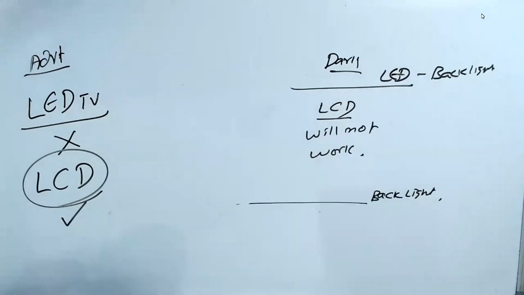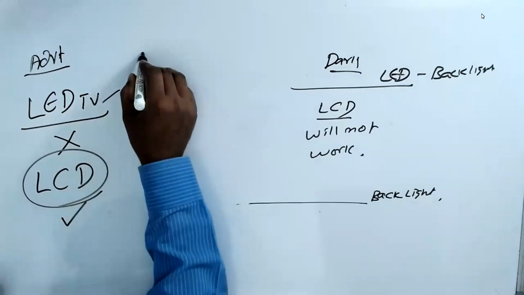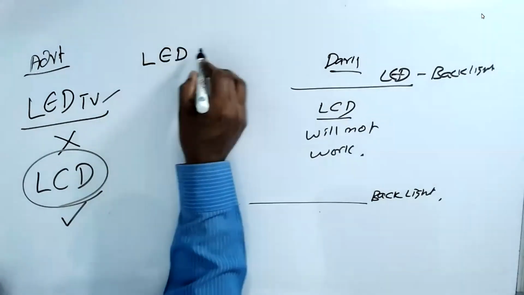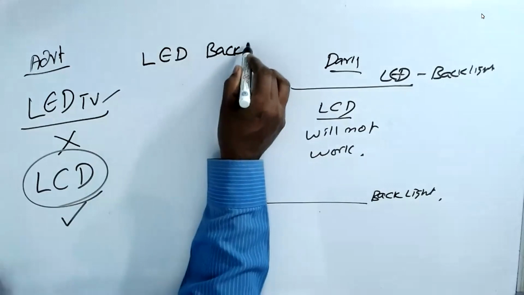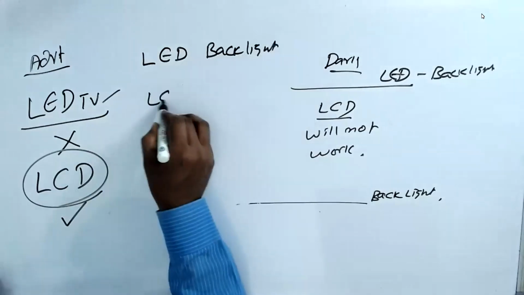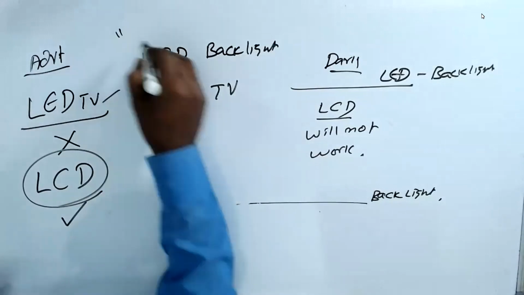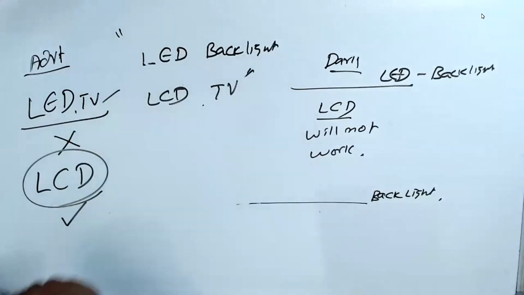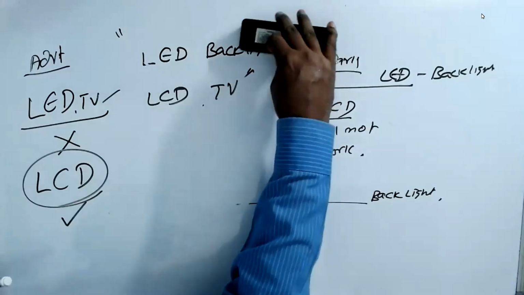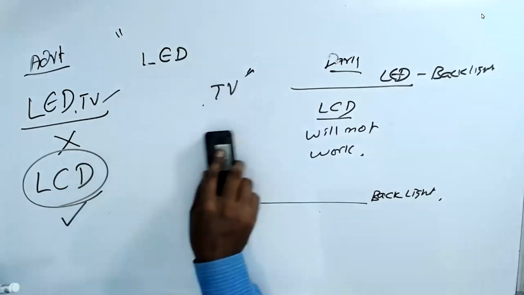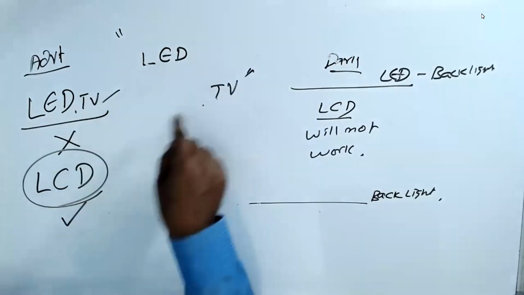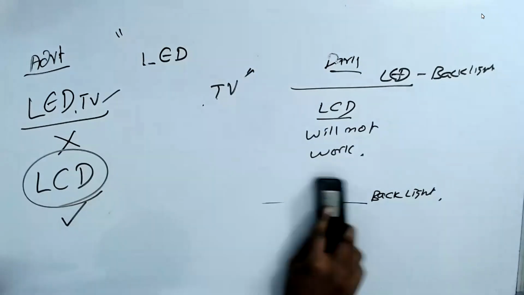Now the trick is, actually the LED TV is called an LED backlight LCD TV. Am I right? This is the actual name of that: LED backlight LCD TV. The marketing people have removed these two words. So it's marketing. They are marketing it to you as an LED TV. There's nothing called an LED TV in the market.